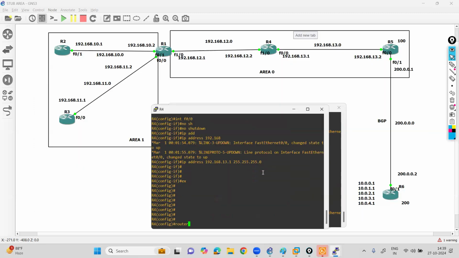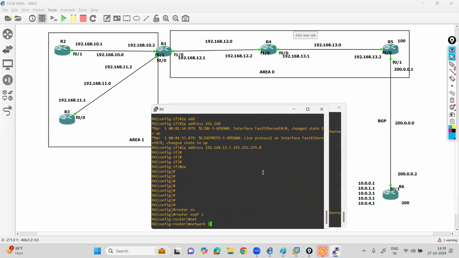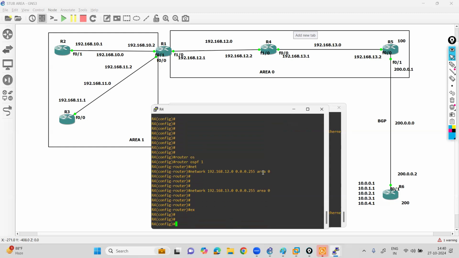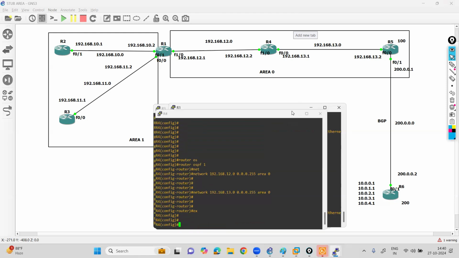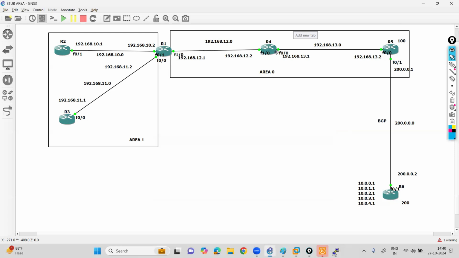Okay. Router OSPF 1, network. Which one is this? 192.168.12.0, 0.0.0.255 area 0, right? And 192.168.13.0 and area 0. Okay. Let's go to router number 5, and also provide the network information.